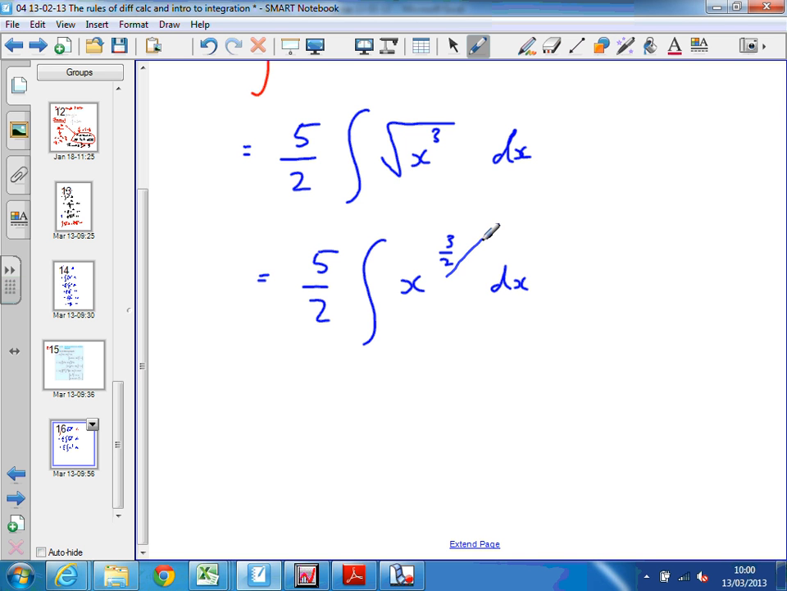So, to integrate it, as soon as I integrate it, this integral symbol disappears. I'm going to add 1 to the power. 3/2 plus another 2/2 is 5/2. And then I'm going to divide by 5/2 plus c.